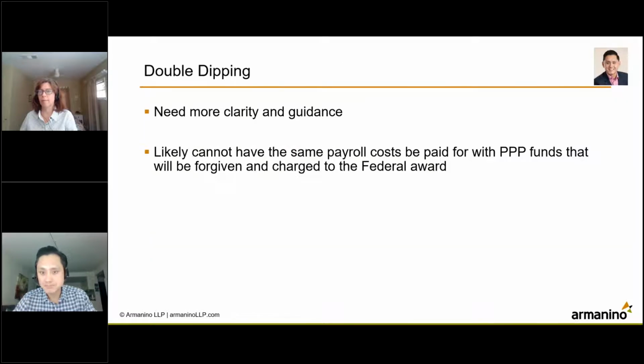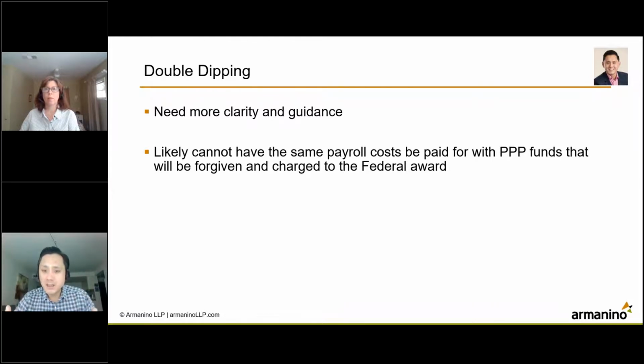Next slide, please. Double dipping. The matter of double dipping has come up a lot in conversations, especially amongst nonprofits that receive government grants and contracts. There has not been a lot of, any definitive guidance or clarity on this matter. We've exchanged correspondence with various federal agencies, including the SBA. So they're aware that more guidance is needed. They're aware that the nonprofit community has questions in this area, and we're hoping to get that guidance soon.